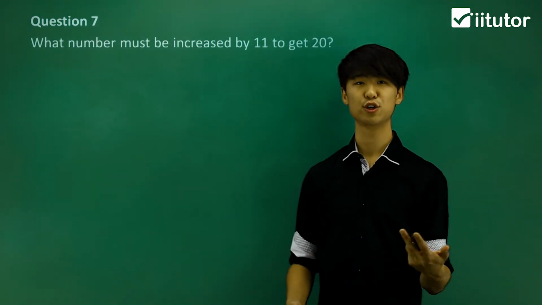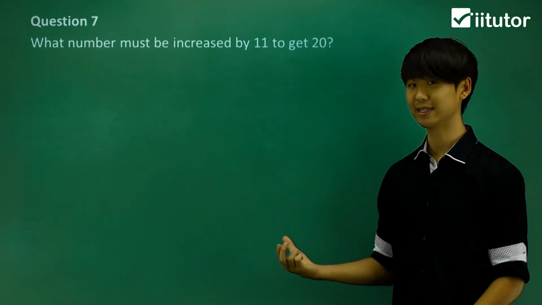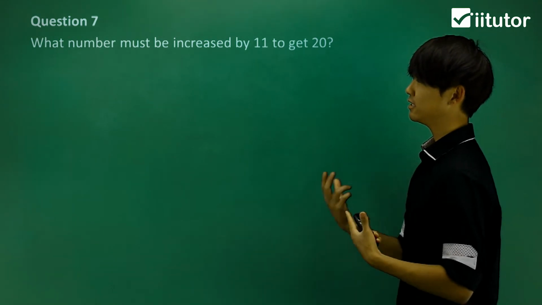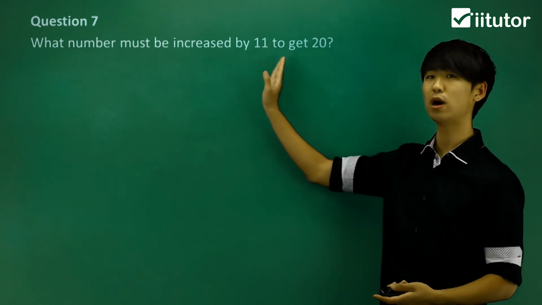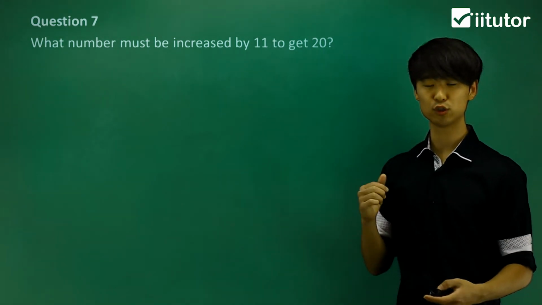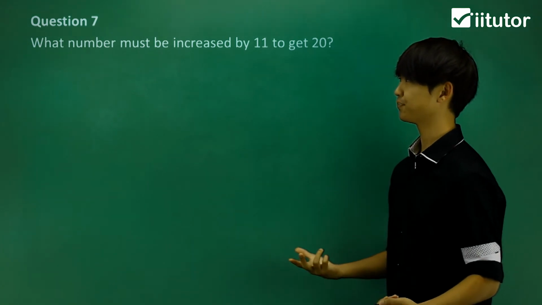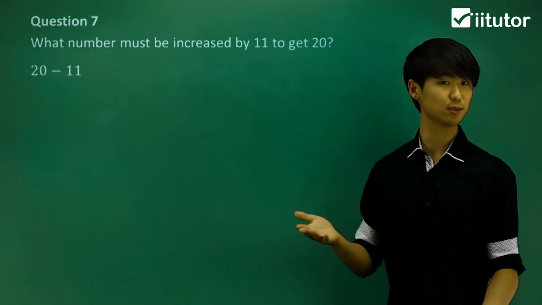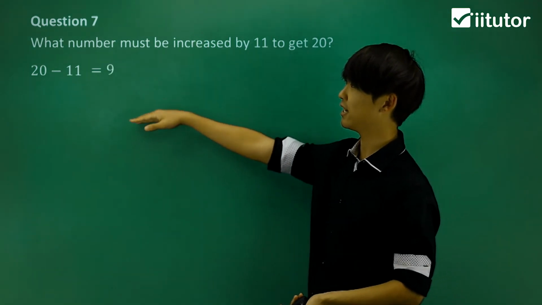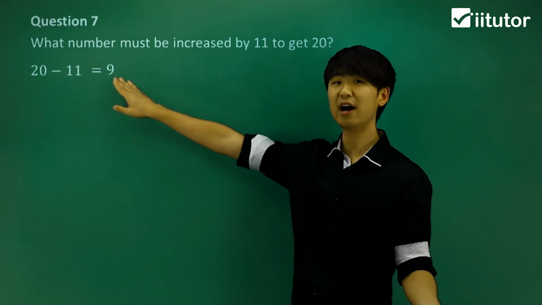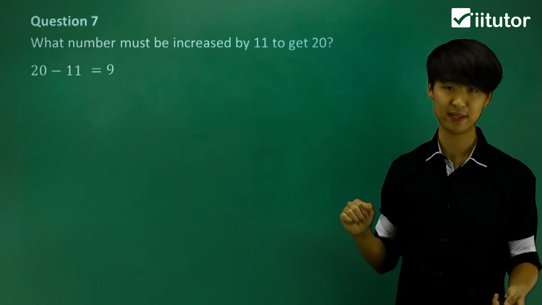Now question 7. What number must be increased by 11 to get 20? It's not too difficult if we try and understand what's going on. I want you to think about whether we're going to use subtraction or addition. In this question, if I do 20 subtract 11, we get a value of 9. If I read the question again, it'll make sense. 9 being increased by 11 will get me 20. That's how we find the answer to this question.